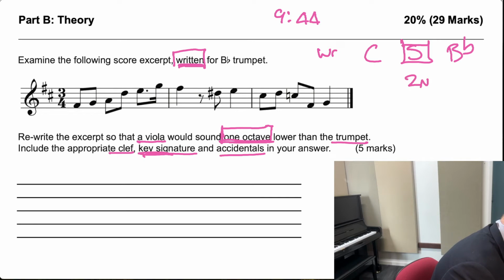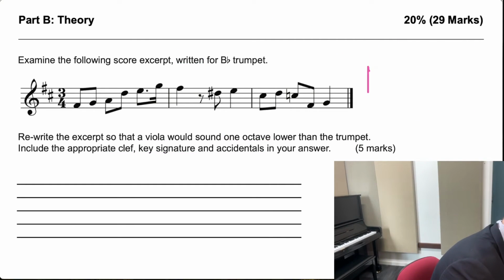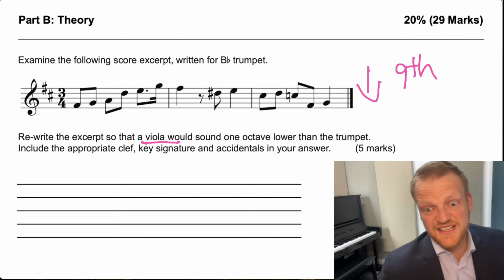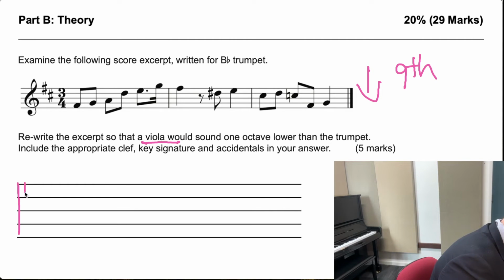We could say second plus octave, or we could say ninth if you're good at compound intervals. Let's clean this up a little bit. So we've got to go down a ninth, and we've got to write it for viola, which is going to be in a C clef. Absolutely brutal question. The chances of people getting this right are so slim.